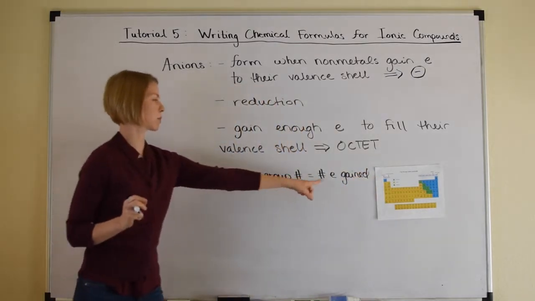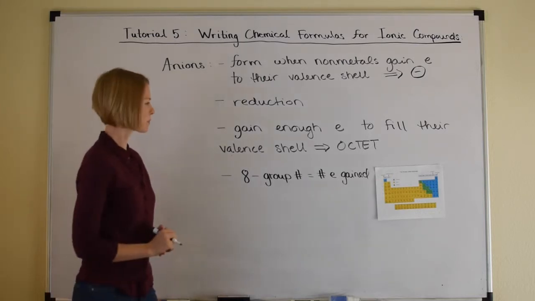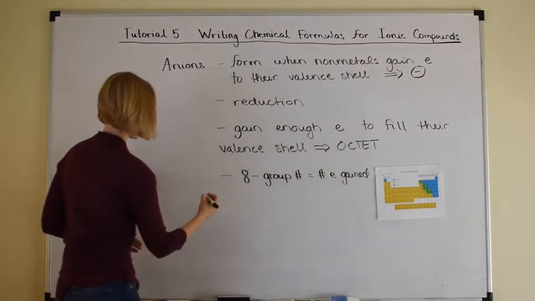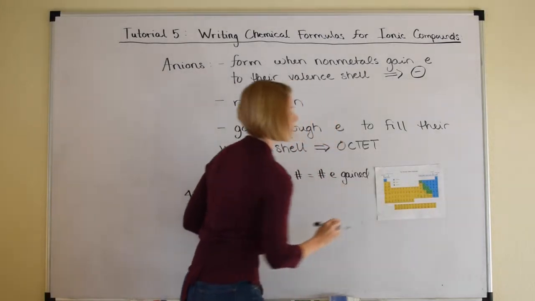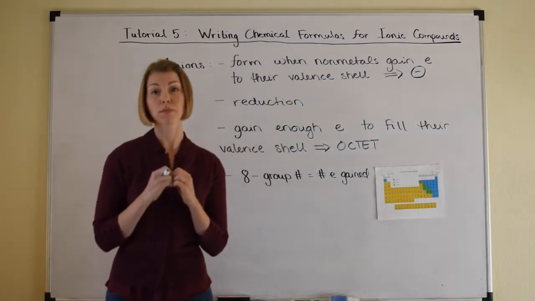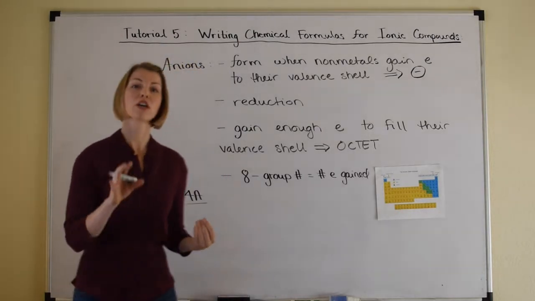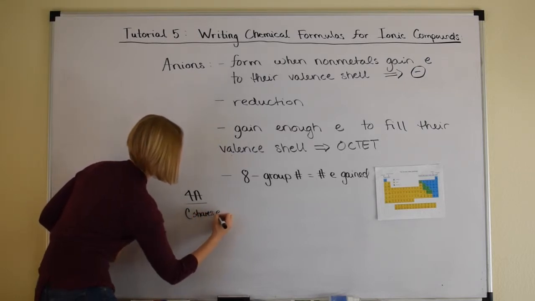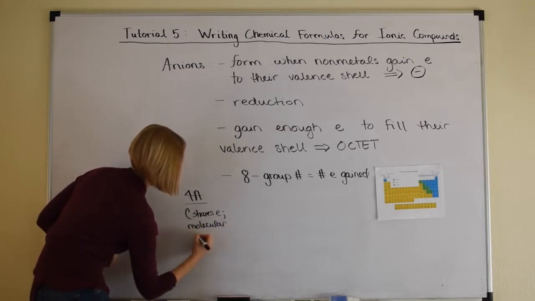So 8 minus a group number will tell you the number of electrons gained by a particular atom. All right, so we're talking about nonmetals, so let's start with group 4A. Group 4A, the only nonmetal there is carbon. Carbon actually tends to share electrons when it forms compounds, and therefore it forms molecular compounds, not ionic compounds. So I'm going to write here, carbon shares electrons. It forms molecular compounds, not ionic compounds.